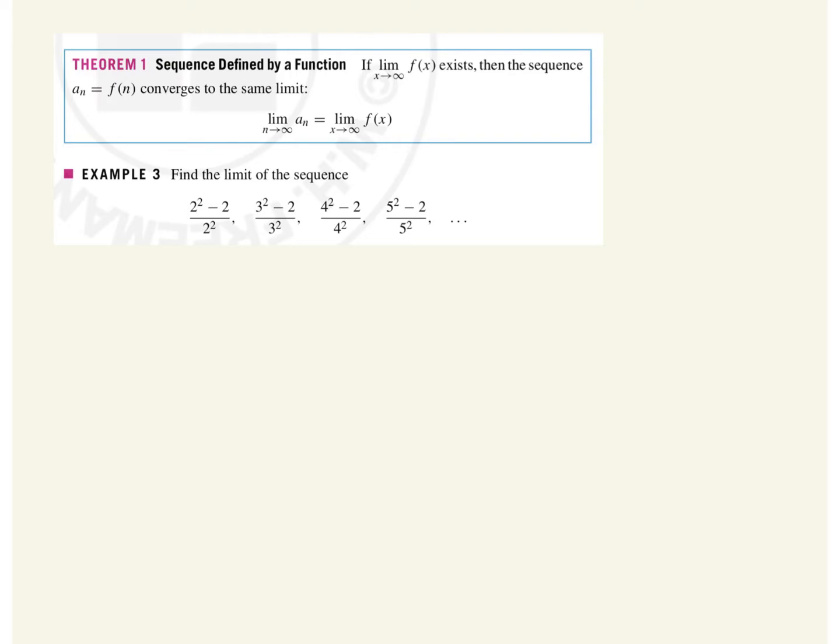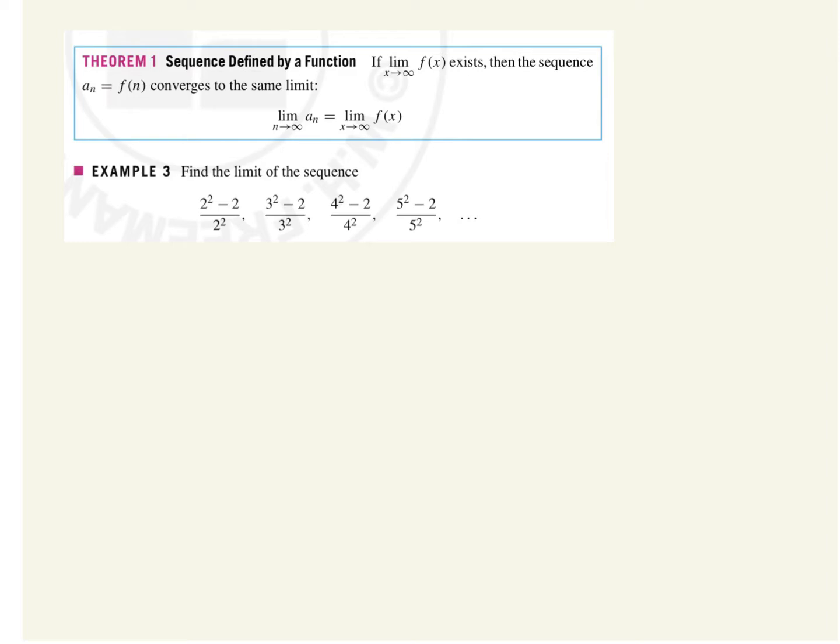So we have 2 squared minus 2 over 2 squared, 3 squared minus 2 over 3 squared, etc. So we could come up with a sub n equaling n squared minus 2 over n squared. And this is one where n begins at 2, which isn't something that we have to clearly define here, but it is something to note.